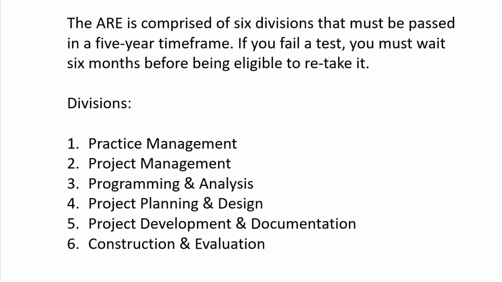If you take these tests and you successfully pass them, but you don't complete all 6 of them by the time your 5-year window is up, then you have to start all over again from scratch. Any tests that you've already passed get erased, and you start over from the beginning. So if you've taken and passed 5 of the tests and your 5 years expire, it's as though you've taken 0 tests and you have to start over again.